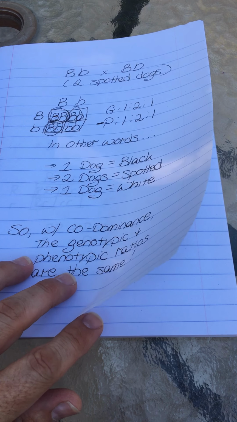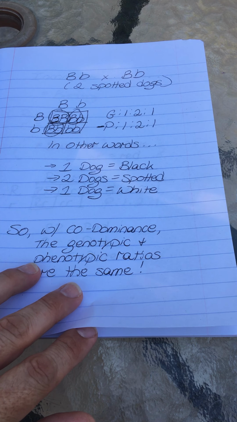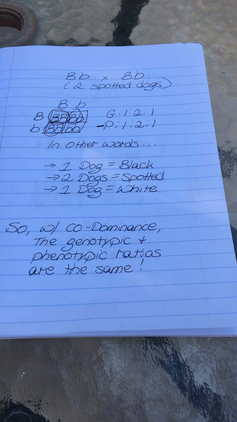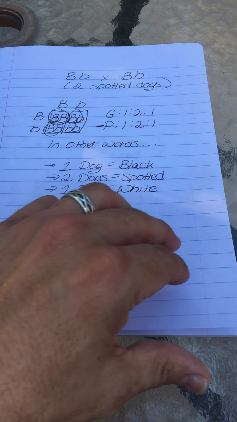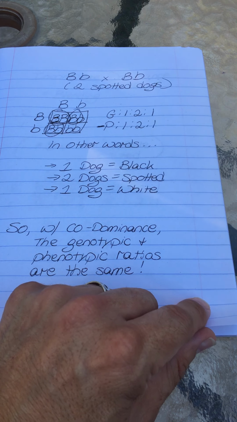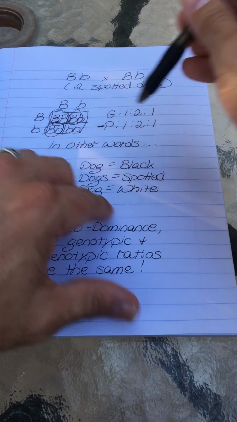But just to be crystal clear, if it was a test problem, I will tell you in the problem that this is an example of codominance, or this is an example of incomplete dominance. If I don't use any of those terms in the test problem, then just work it out like a regular old Punnett square, where there is a trait that's dominant or a trait that's recessive. Okay, so codominance, dog with spots. If I told you incomplete dominance, the heterozygotes would be gray.